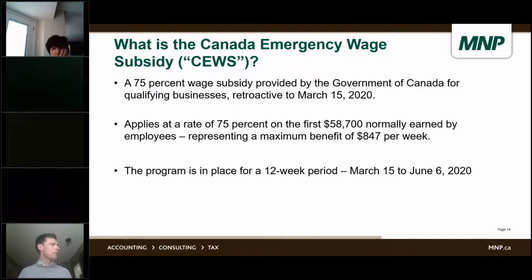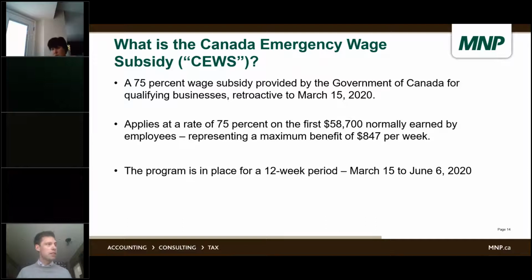I already saw in the chat there's a question: for home builders in particular, does this wage subsidy program that's been rolled out apply to commission salespeople? The quick answer is yes, but it's going to be a little more complicated to figure out exactly how much you might be eligible for.